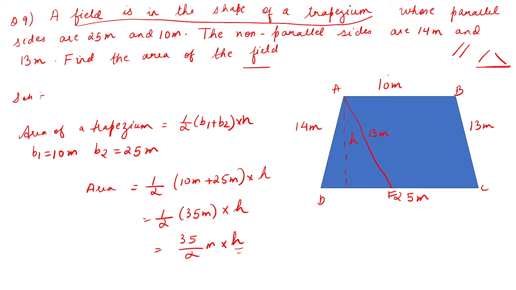Let me just rub that 25 off for now. This entire line from here to here is 25 meter, but AB is parallel to FC, so FC must be 10 meter. That means DF must be 15 meter. Clear with this? Be careful, understand what parallel means. If the lines are parallel, they are going to be equal. AB is parallel with FC, so AB is 10 meter. That means FC is also going to be 10 meter.